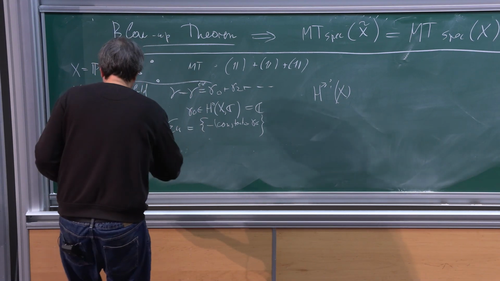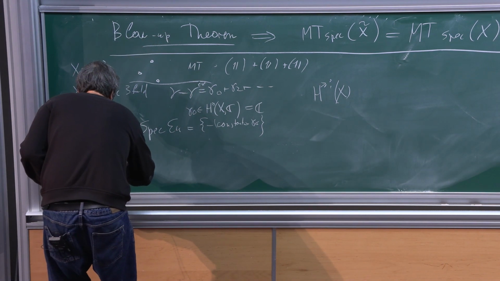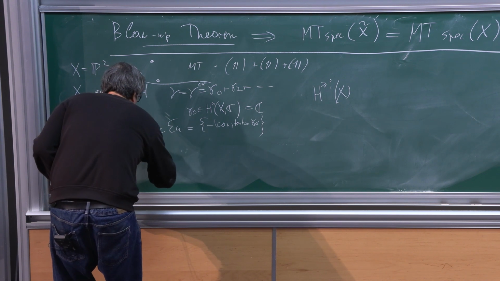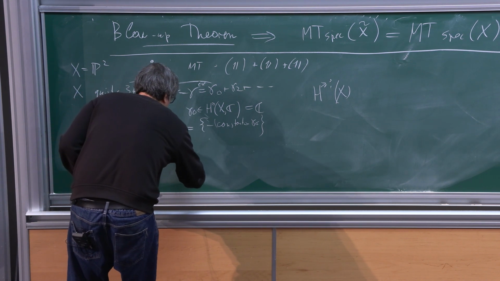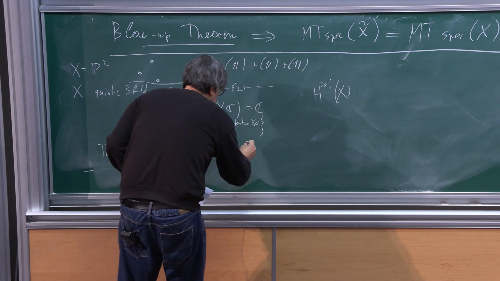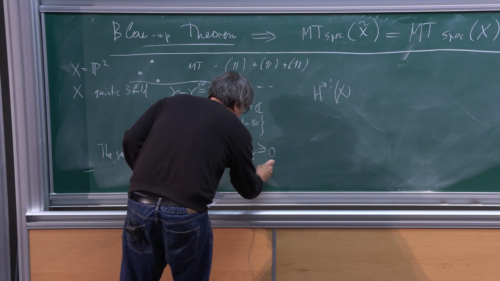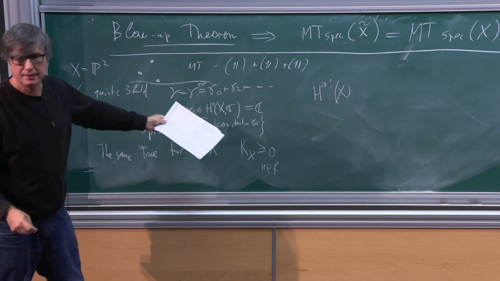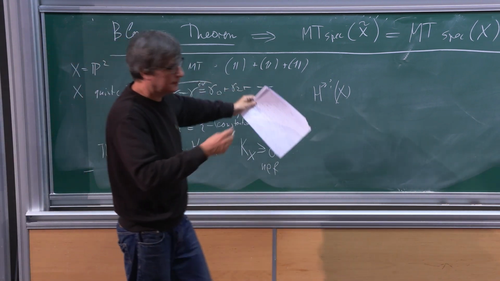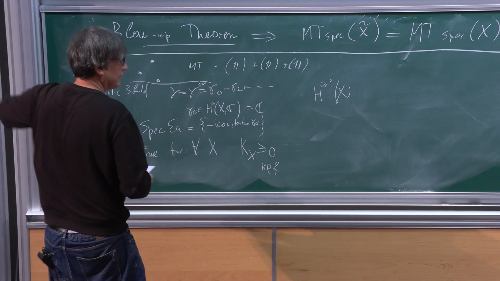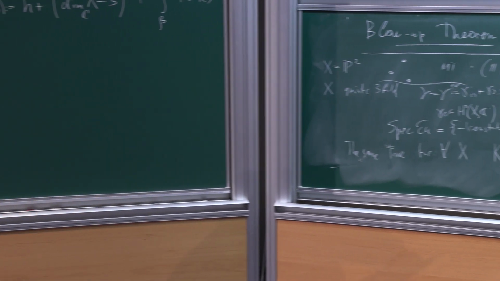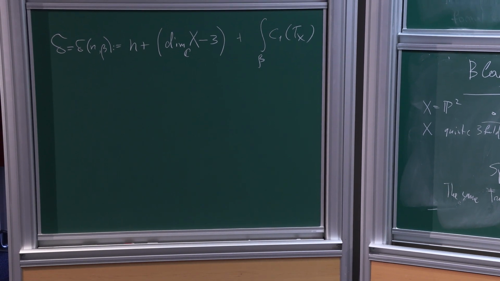And the same is true for any variety X whose canonical class is nef. Could be 0, could be positive. It's just by degree reasons. So one can look at this formula and see that the degree reasons are the whole thing.